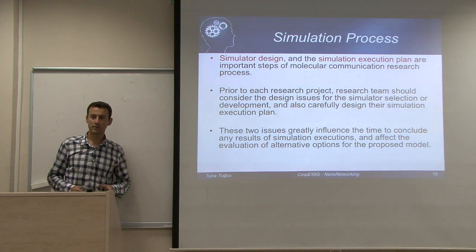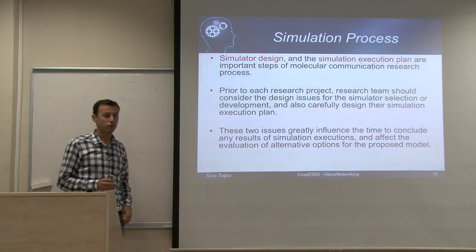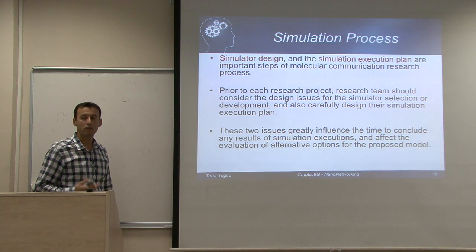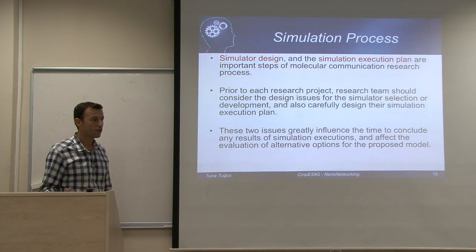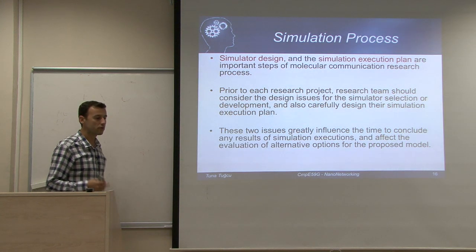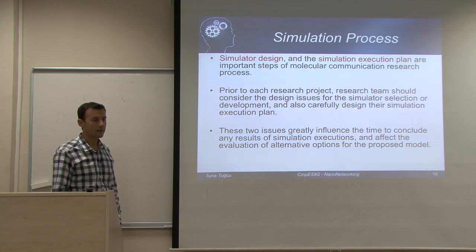So these were more or less the functional requirements I mentioned. Now here I will try to focus on the simulation process, as I call it. So what is a simulation process? When we have a research project or research topic, what we need to do, before starting the simulation, is plan what we're going to do. And in the simulation process there will be two stages. The first one will be simulator design, and the next one will be the simulation execution plan.